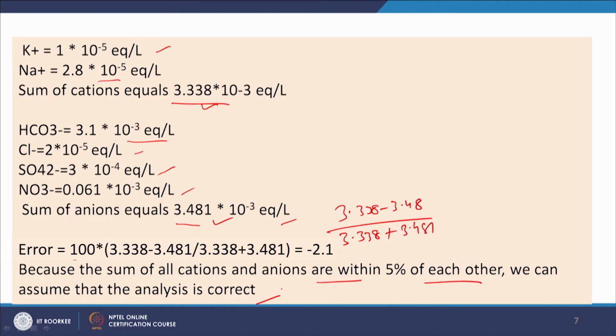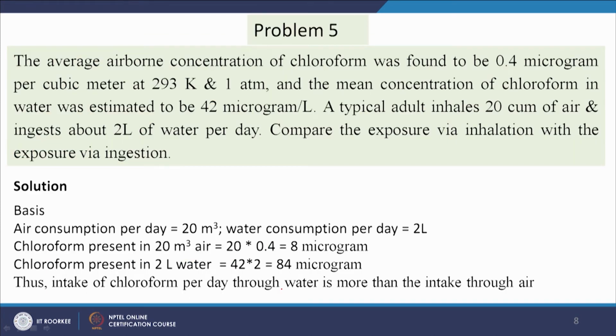the analysis is correct. Now, we are coming to problem number 5. The statement is, the average airborne concentration of chloroform was found to be 0.4 microgram per cubic meter at 293 K and 1 atmospheric pressure, and the mean concentration of chloroform in water was estimated to be 42 microgram per liter. A typical adult inhales 20 cubic meter of air and ingests about 2 liter of water per day. Compare the exposure via inhalation with the exposure via ingestion.